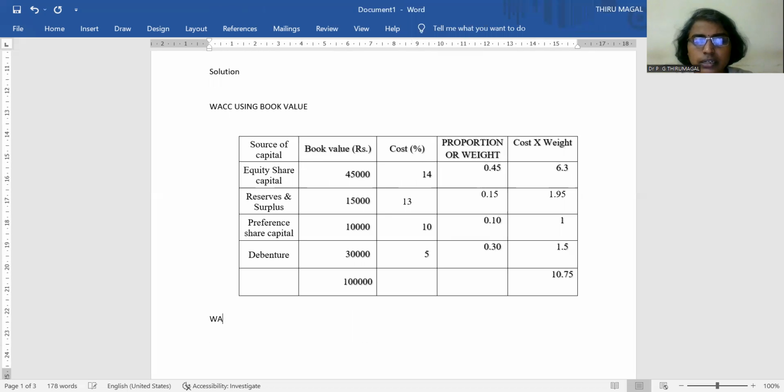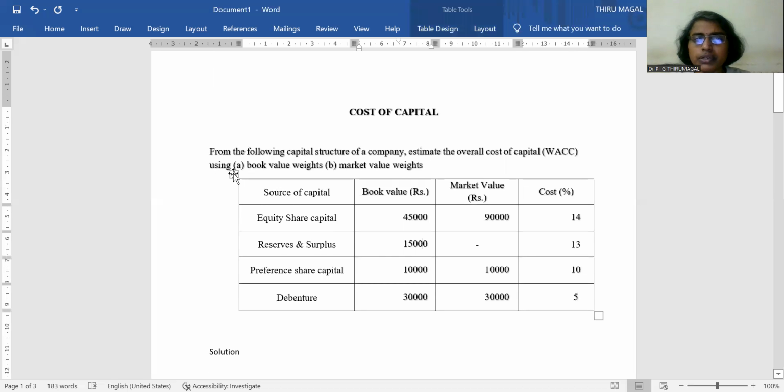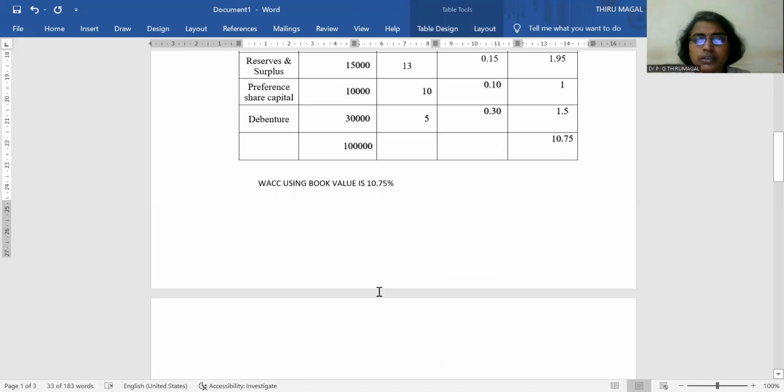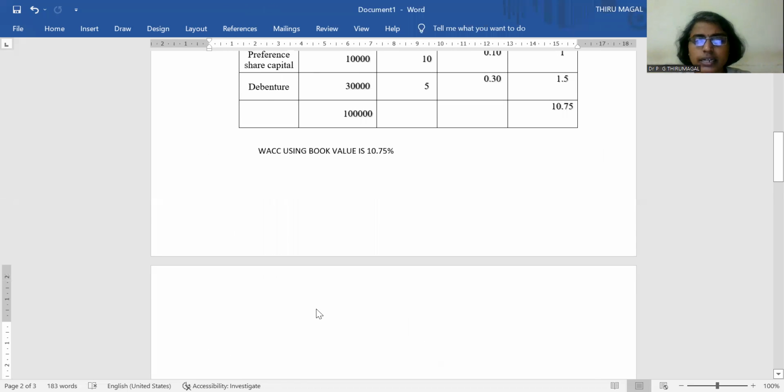So we can write down the values. Weighted average cost of capital using book value is 10.75 percentage. So this is what we found out using book value. In a similar way, we can find out the WACC using market value. So what we can do is copy the data which is given in the problem.